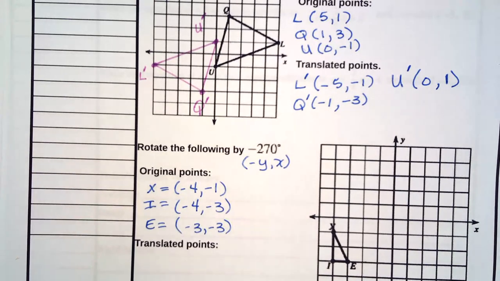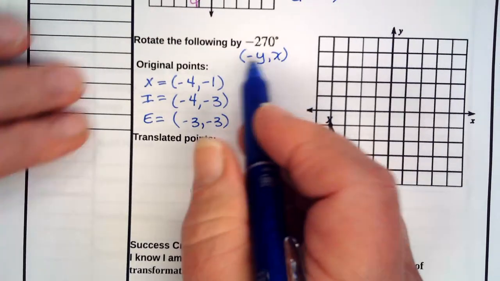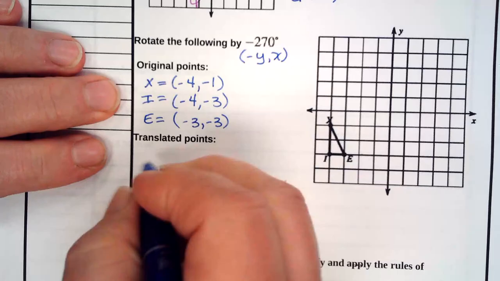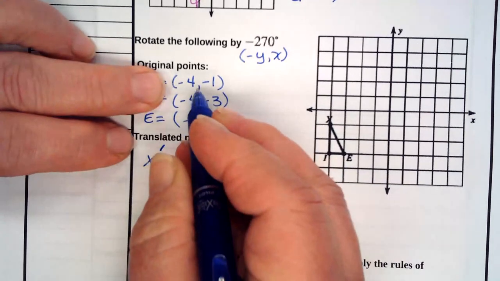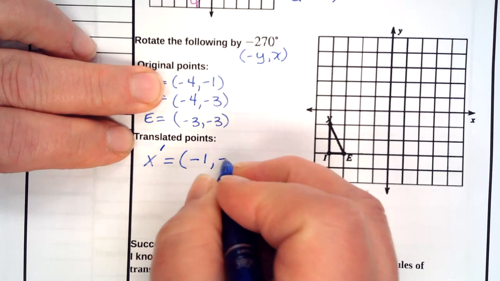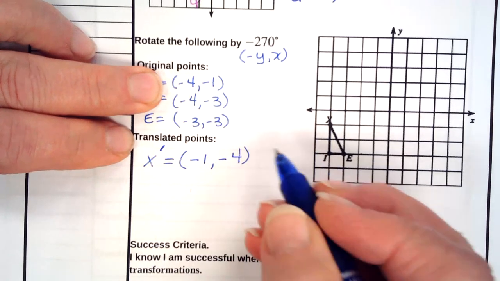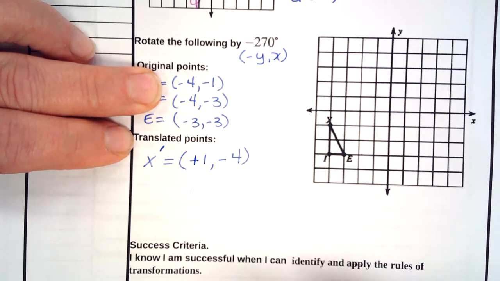Okay, let's look at our translated points. Switch them around and then change y to the opposite. Okay, negative 4, negative 1 becomes negative 1, negative 4. Step 1, switch them around. Step 2, change this to its opposite.